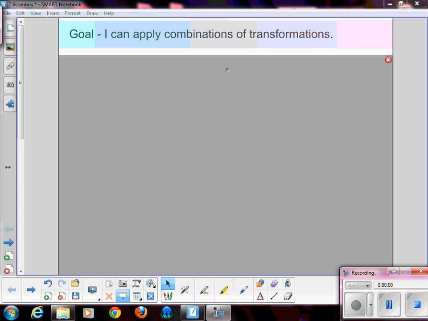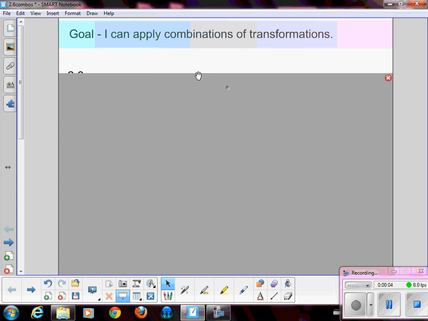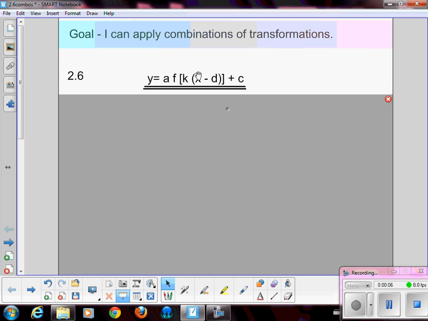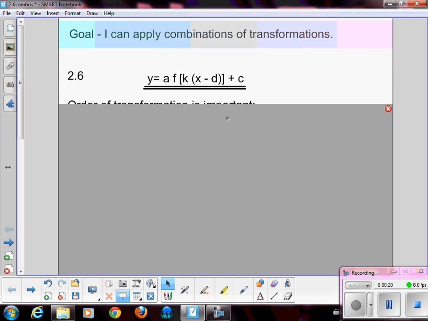Our goal is I can apply combinations of transformations. So this is actually almost the last of transformations. There's one more lesson after this dealing with a slightly different topic. Okay, so here is the equation that demonstrates all the different transformations that we can deal with.